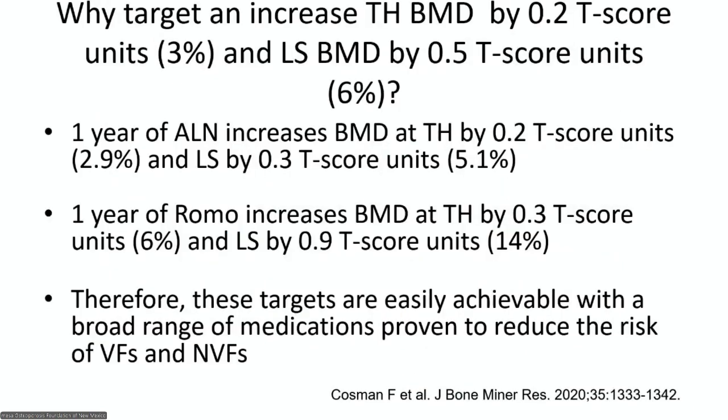Now, why did we come up with these numbers for T-score increase, like the 0.2 T-score units for total hip BMD? Well, looking at the data that we have, we know that a 1-year course of treatment with alendronate increases bone density at the hip by about 0.0 T-score units, or 2.9%, and the lumbar spine a little bit more. We know that 1 year of Romo increases total hip by 0.3 T-score units and lumbar spine by 0.9.